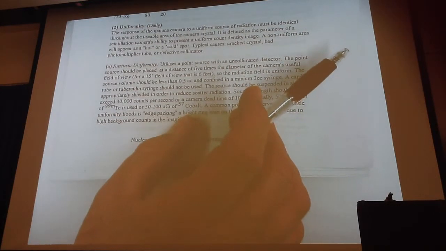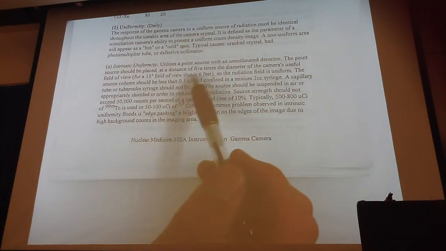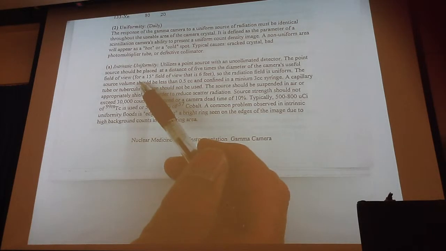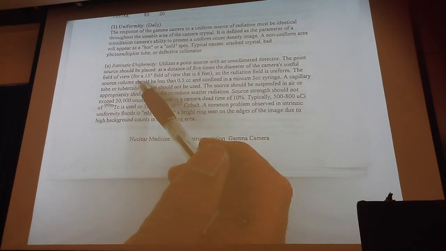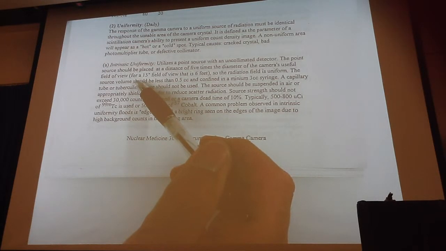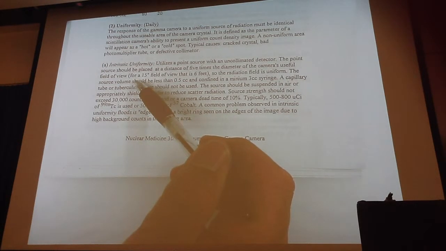Okay? So the point source should be placed at a distance 5 times the diameter of the camera's useful field of view. Okay? Remember I told you there's what they call the useful field of view and the central field of view. Everyone remember the difference to that? Miss Cynthia, what's the difference between the central field of view and the useful field of view?